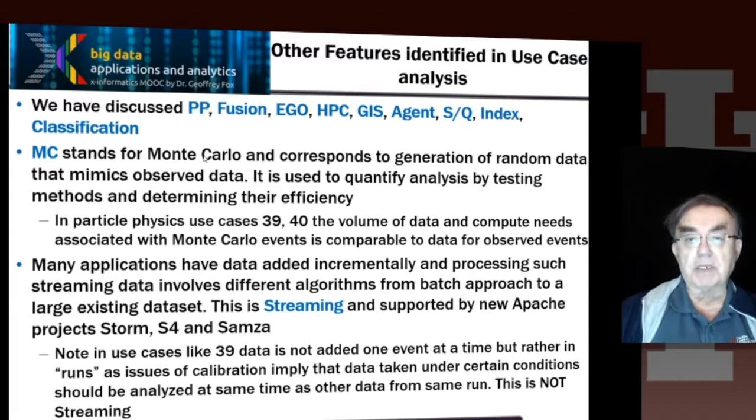So we've done a bunch of other features, and there are a couple we haven't done directly. One is Monte Carlo, which is the generation of random data that mimics observed data. And as I mentioned earlier, it's used to quantify analysis by testing the method and determining their efficiency. And in particle physics, the Monte Carlo data actually needs to be competitive with the observed data.